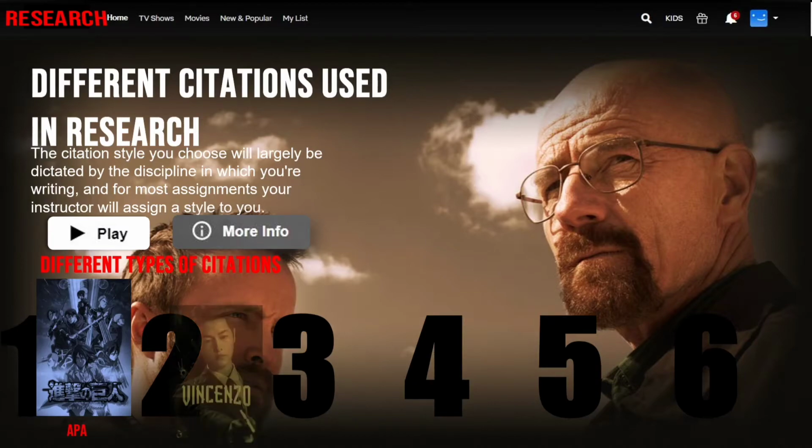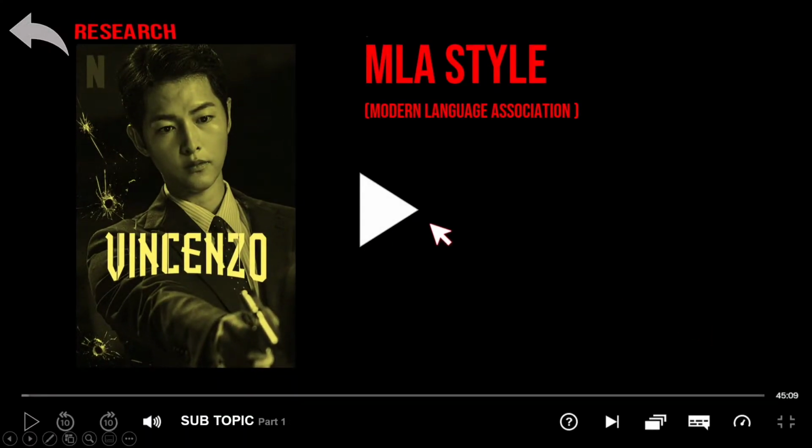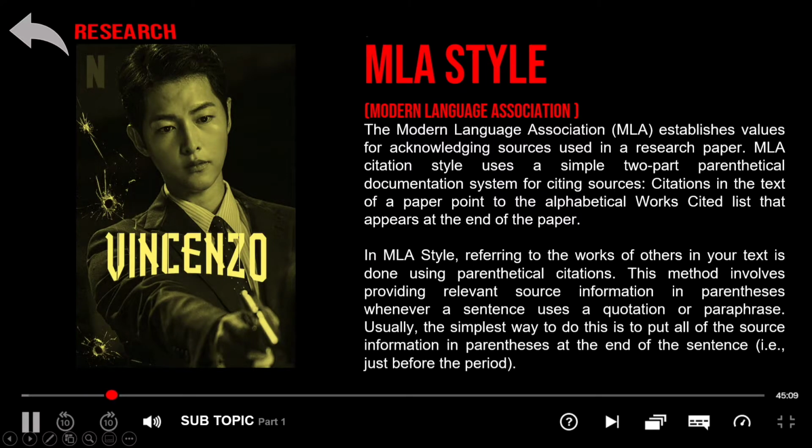So the next citation style that we will discuss is the MLA style or Modern Language Association. The Modern Language Association style uses a simple two-part parenthetical documentation system for citing sources. Citations in the text of a paper point to the alphabetical works cited list that appears at the end of the paper. This method involves providing relevant source information in parentheses whenever a sentence uses a quotation or paraphrase.